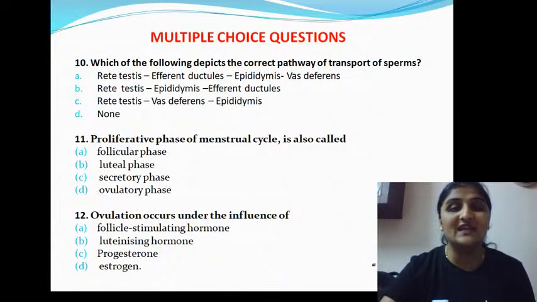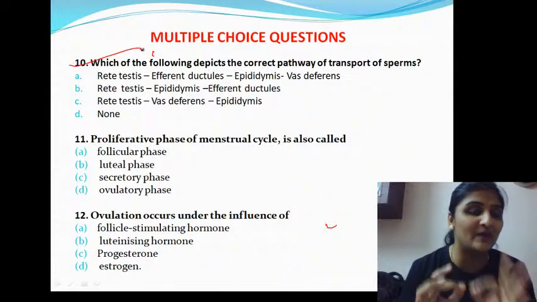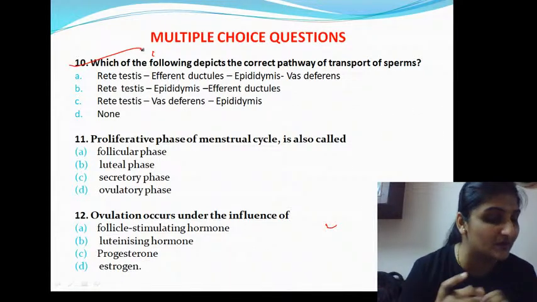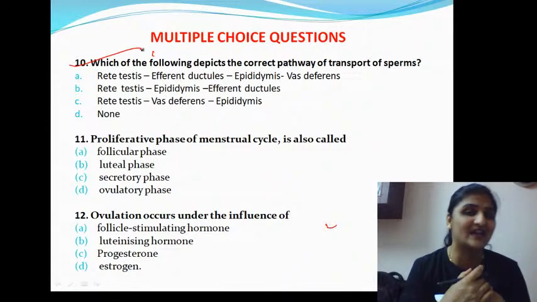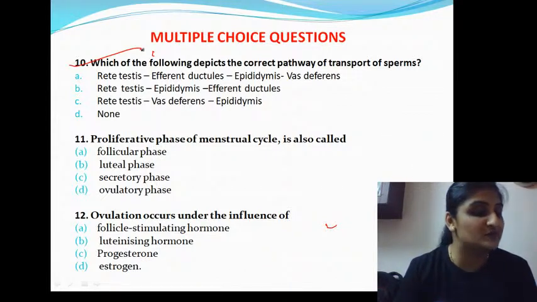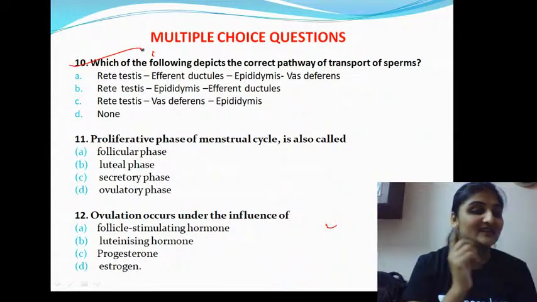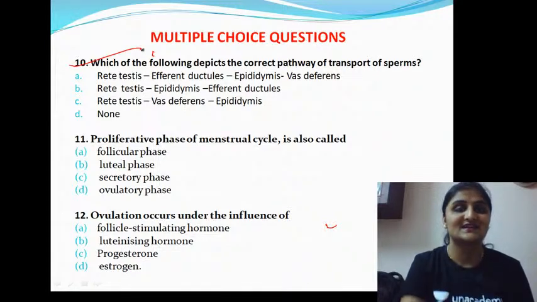Which of the following depicts the correct path of transport of sperms? Quickly, students, come on. Yes, to identify the species of the ovum is also the right answer. Yes, Anita, great, that is another reason which we can say. Quickly, which of the following depicts the pathway of transport of sperms? What is the correct sequence via which the sperms will come out of the testes?